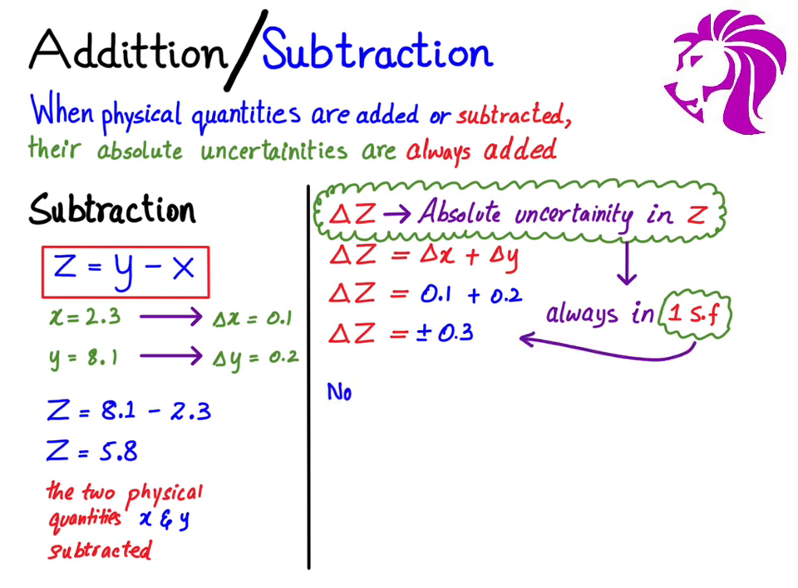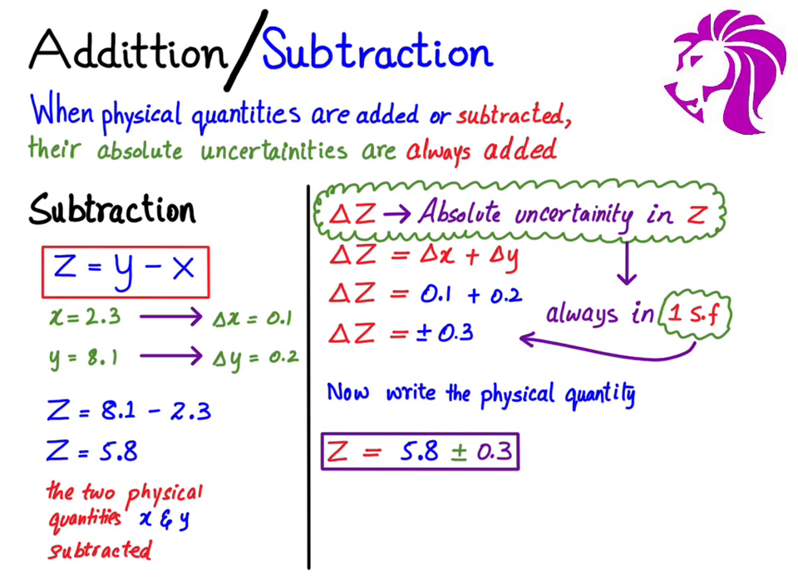Now comes the writing of the value of z. So if I need to write z is y minus x, and z I have calculated as 5.8, that would be 5.8 plus minus 0.3, right? This 0.3 is the uncertainty. 5.8 is the calculation of z that you have already done.